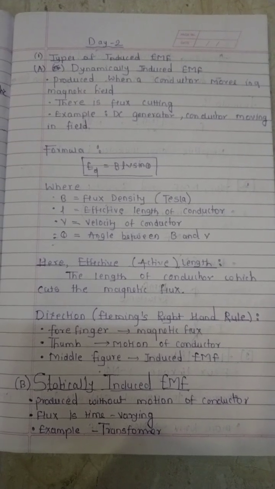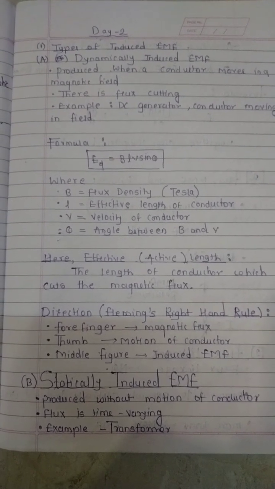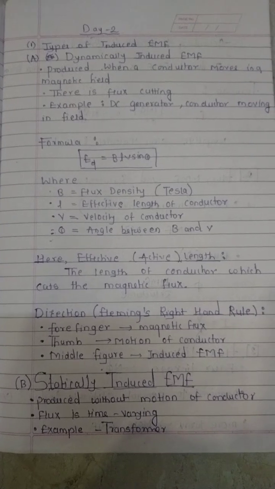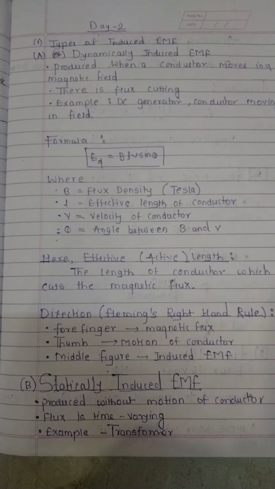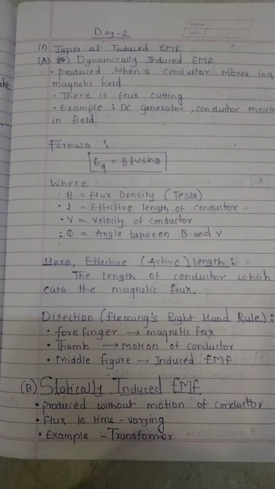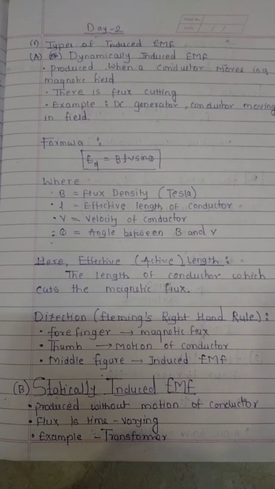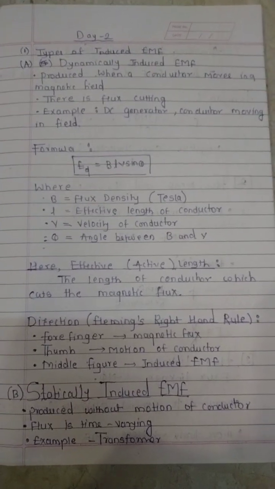Then the direction: Fleming's right hand rule. What does it tell? The forefinger in Fleming's right hand rule indicates the magnetic flux, the thumb indicates the motion of the conductor, and the middle finger indicates the induced EMF.